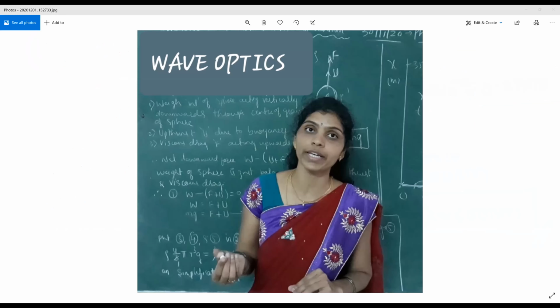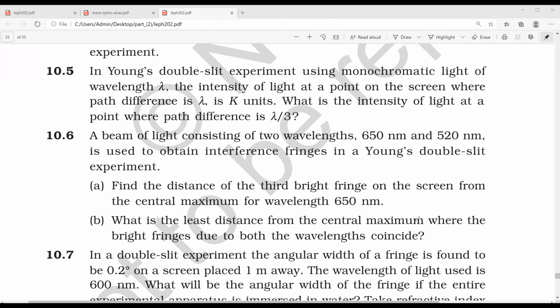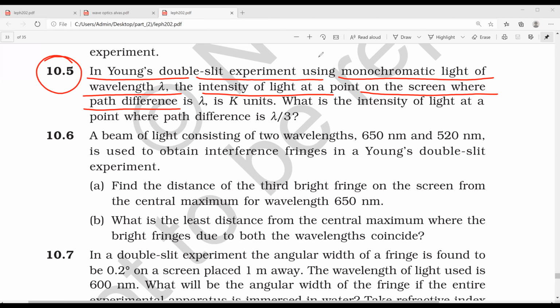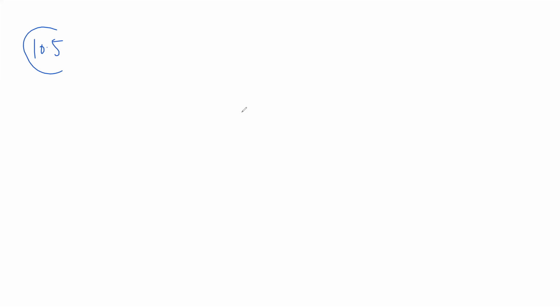So next one, we shall move to 10.5. What they ask: in Young's double slit experiment using monochromatic light of wavelength lambda, intensity of light at a point on the screen where path difference is lambda is k units. What is the intensity of light at the point where path difference is lambda by 3? So let us see how to solve this one. 10.5 it is.